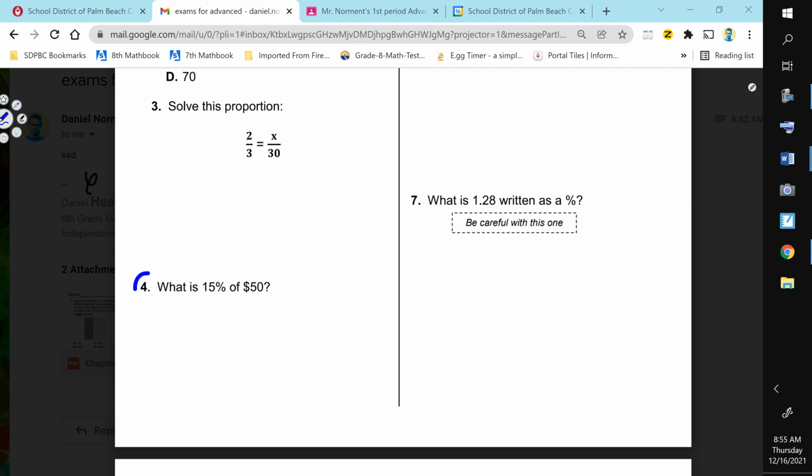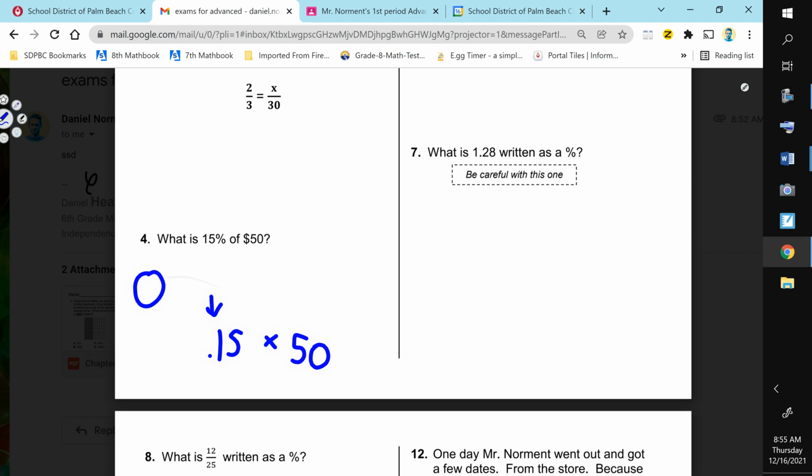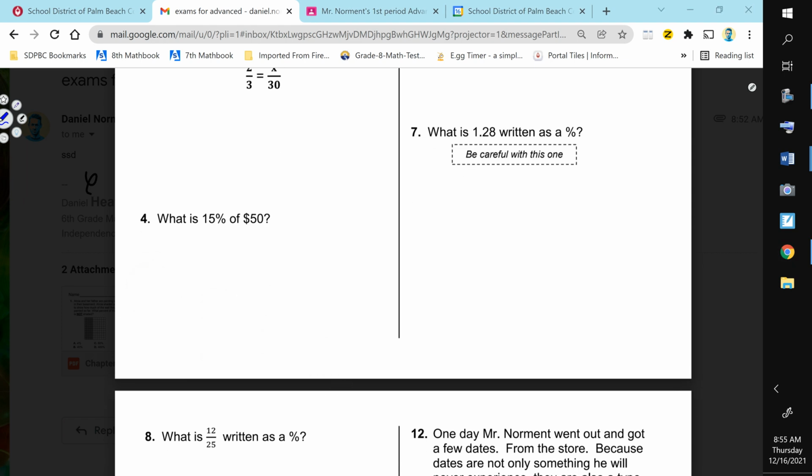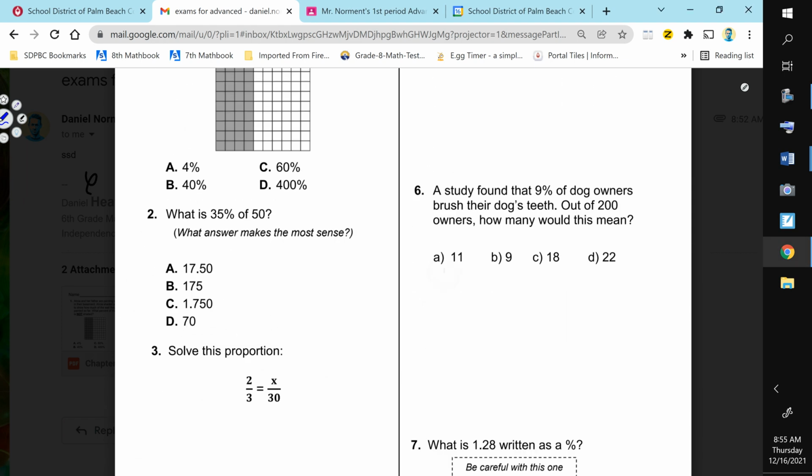Number four, 15% of 50. Convert this to a decimal, and then multiply it times 50. That should be all the help that you need, okay? Convert that to a decimal, multiply times 50, because you're finding the percent of a number.